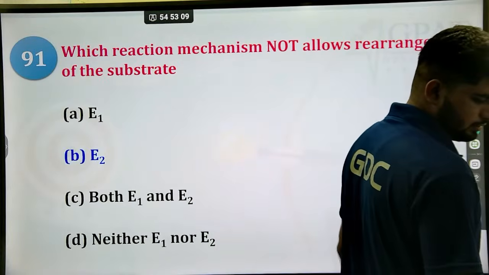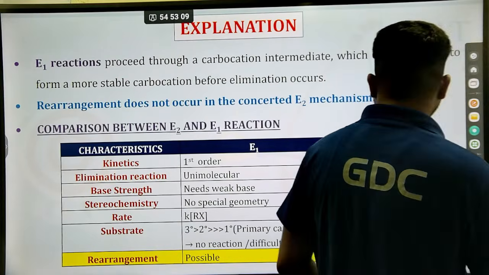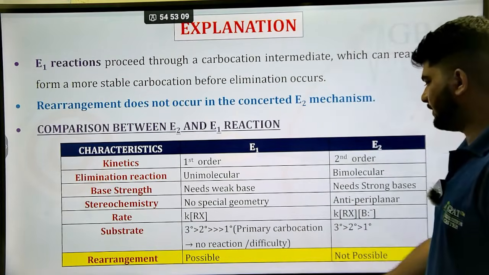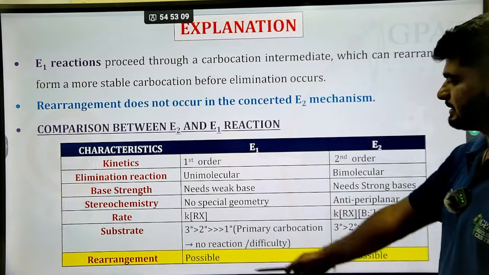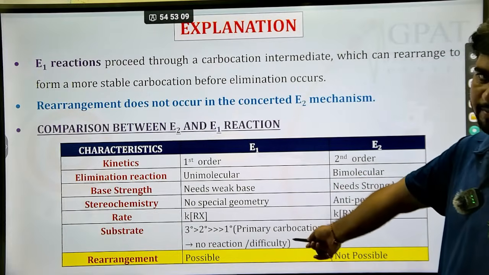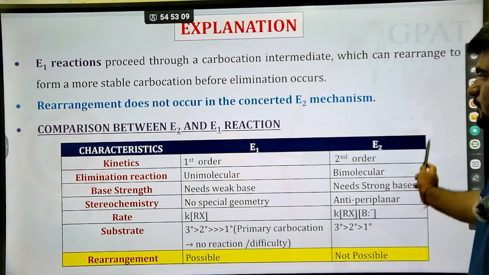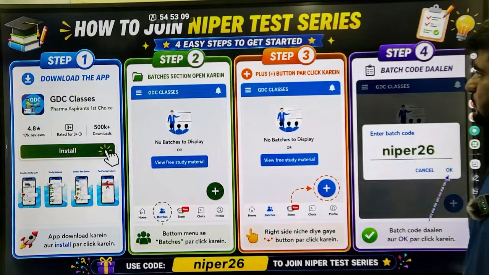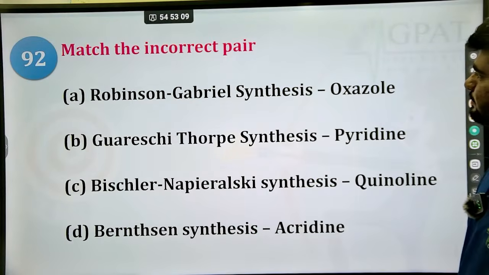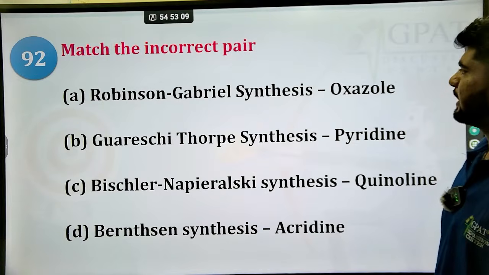This is your E2, guys. In E2, rearrangement is not even possible, whereas substrate reactivity is very much important in the context of the NIPER examination. So make sure you remember this one. Now, match the incorrect pair.